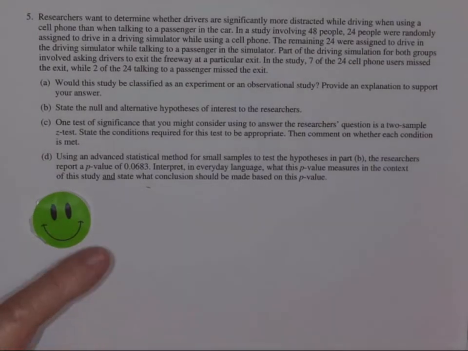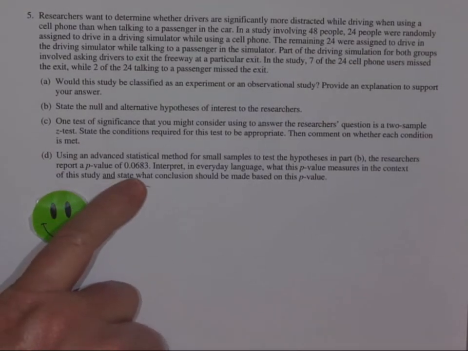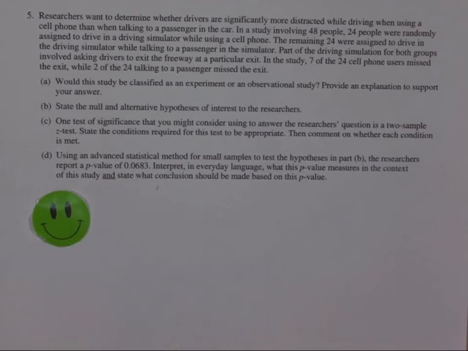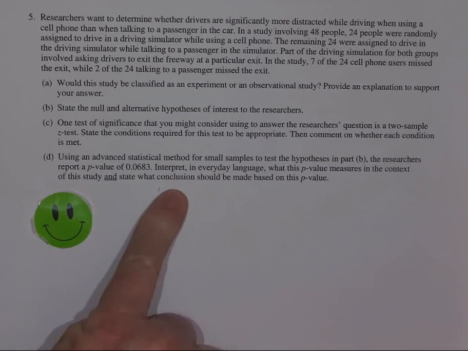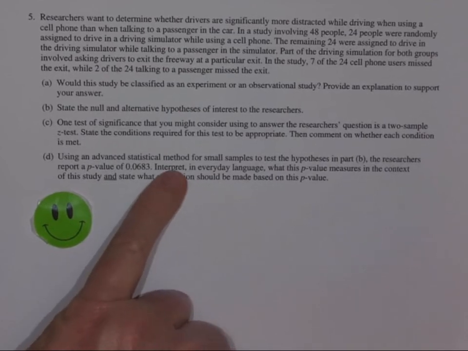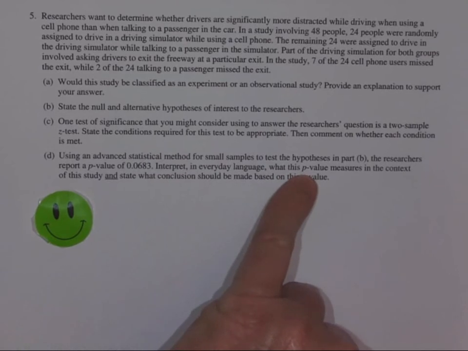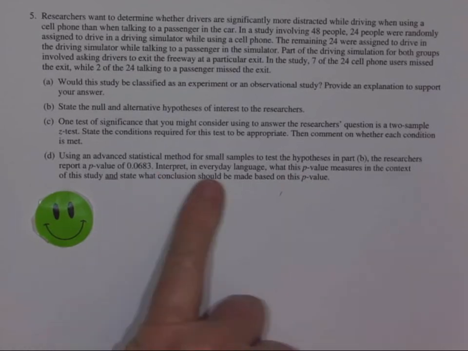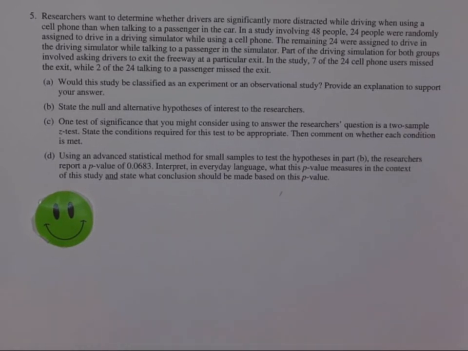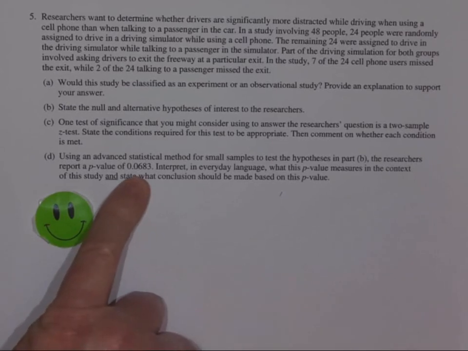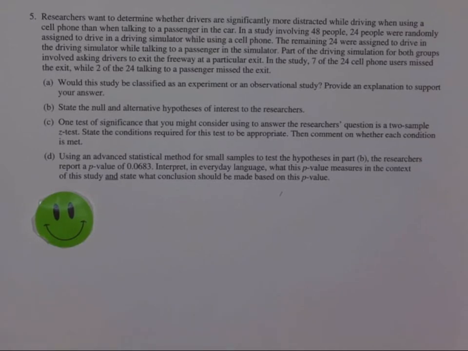And then part D says that using an advanced statistical technique, they get a p-value of 0.0683. It asks us to interpret the p-value and then draw a conclusion from the p-value, which are two different things. Interpret the p-value means say what it means as a probability. That's what the P stands for, probability. Say what it means as a conditional probability. The p-value is the probability of getting sample values this unusual, assuming the null is true. In other words, there's a probability of 0.0683 that we would get sample values this unusual, assuming the null is true.